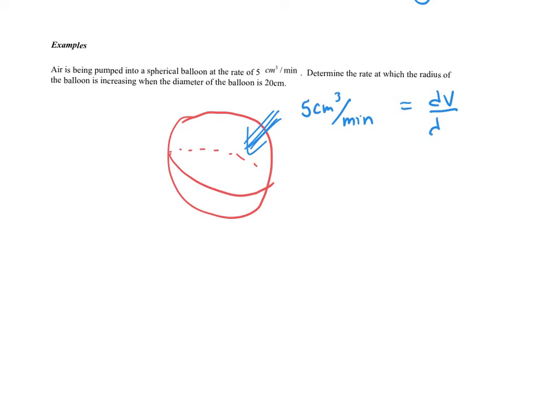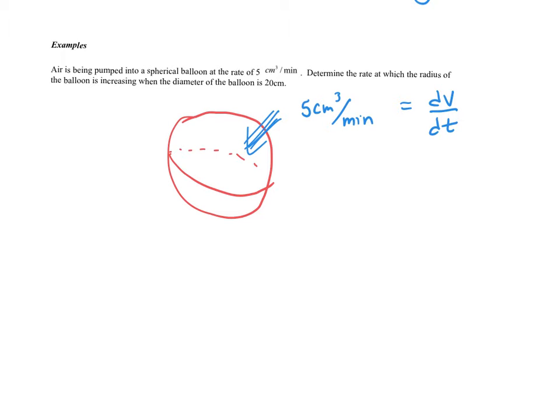So in calculus terms, we say this is dV dt. Remember, the d means how much it's changing, so it's how much the volume is changing when the time changes. You're changing the volume by 5 cubic centimeters every minute.